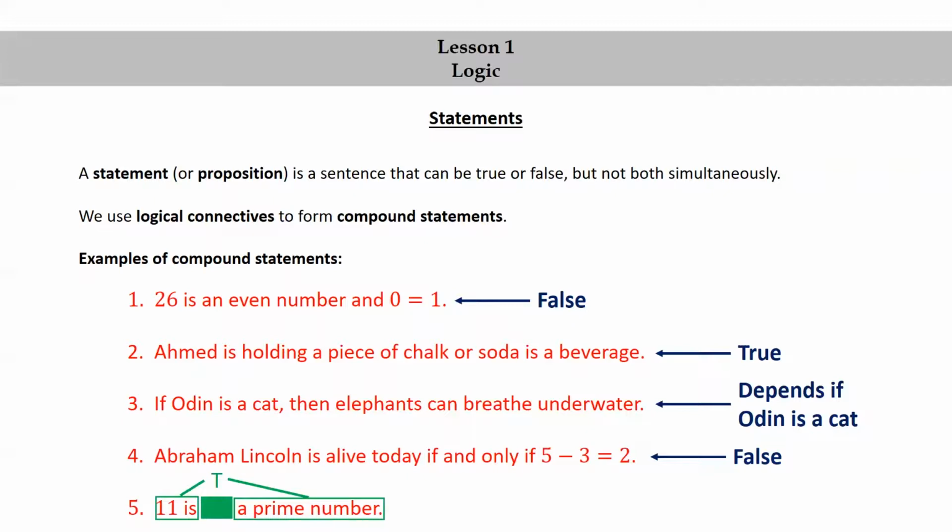11 is a prime number is true. It follows that 11 is not a prime number is false, because not true is false.